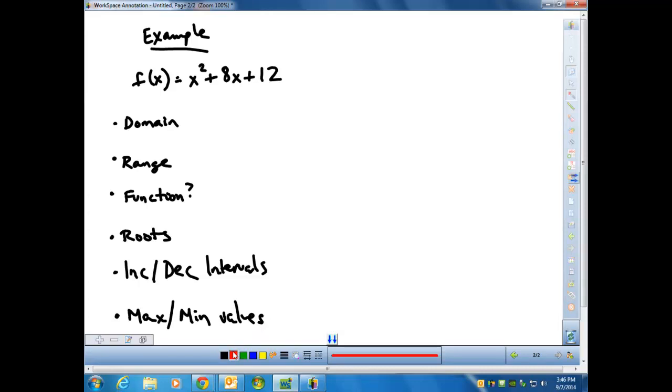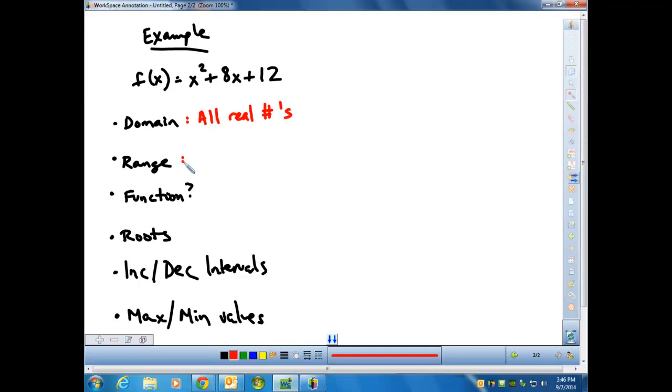The domain should be pretty easy. That's all real numbers. You say, how do I know it's all real numbers? Because there are no numbers I can't plug in for x. Easiest way to tell is that there's no fractions in this problem, so there's no possibilities of being undefined. If you looked at a graph, there's no holes or jumps or anything like that. It just goes for any x value imaginable.